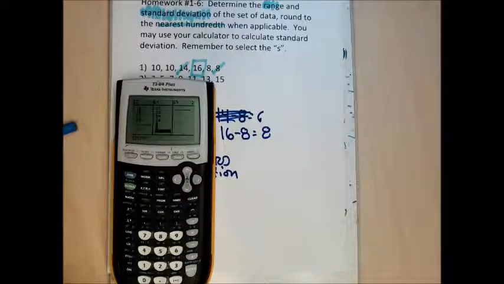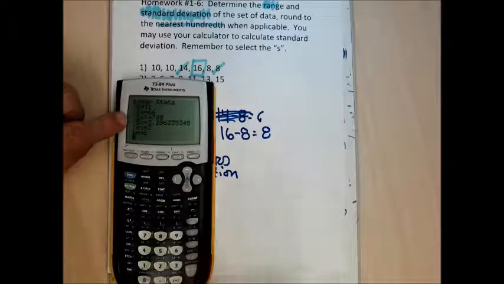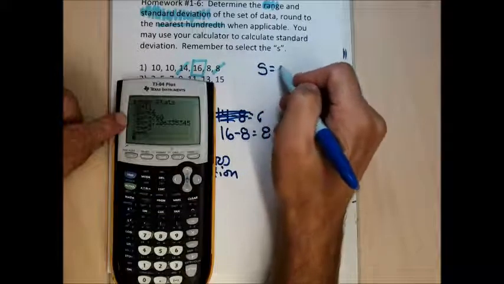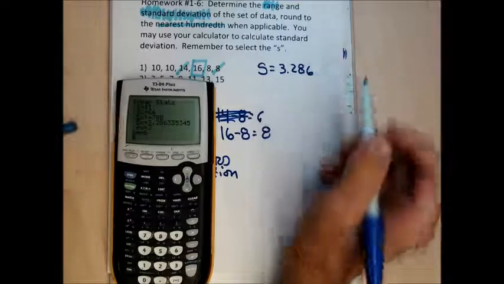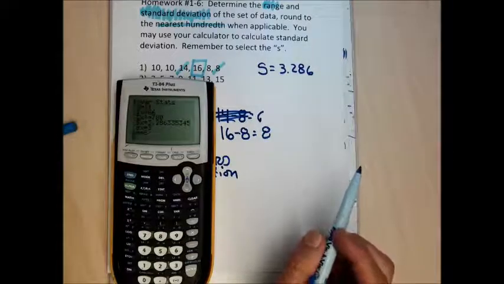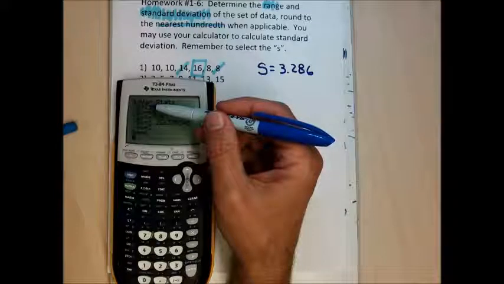After I get the numbers in, and I'm happy that I have them all in correctly, I hit the stat button. Now I arrow over to CALC, and have the 1-Var Stats highlighted, and you hit enter twice, and you're looking for the S number. Enter once, enter twice. The S number that I get, it means standard deviation, and it's 3.286. In terms of the by hand, that x bar right there, that 11, that's the mean.